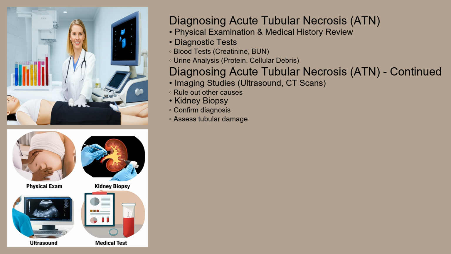How is ATN diagnosed? Diagnosing ATN typically involves a combination of physical examination, medical history review, and diagnostic tests. Blood tests are crucial to assess kidney function, measuring levels of creatinine and blood urea nitrogen, or BUN. A urine analysis can reveal abnormalities such as the presence of protein or cellular debris. Imaging studies, such as ultrasound or CT scans, can help rule out other causes of kidney dysfunction. A kidney biopsy, while not always necessary, may be performed to confirm the diagnosis and assess the extent of tubular damage.